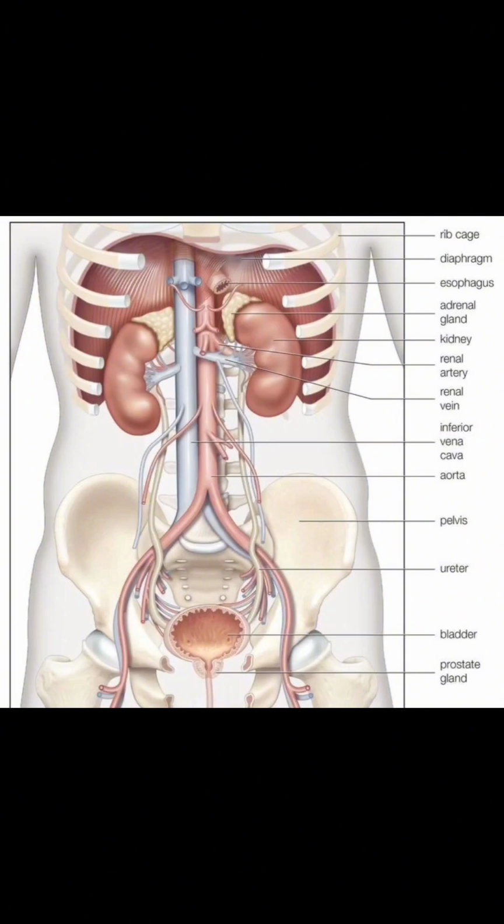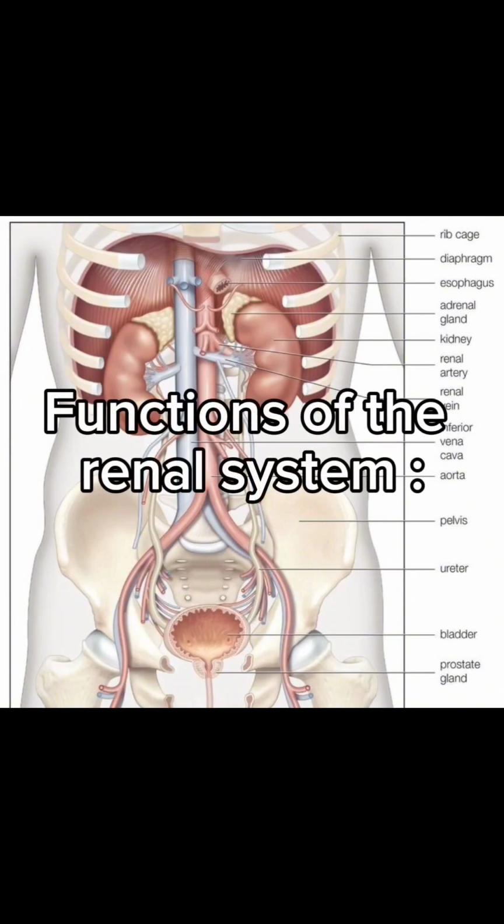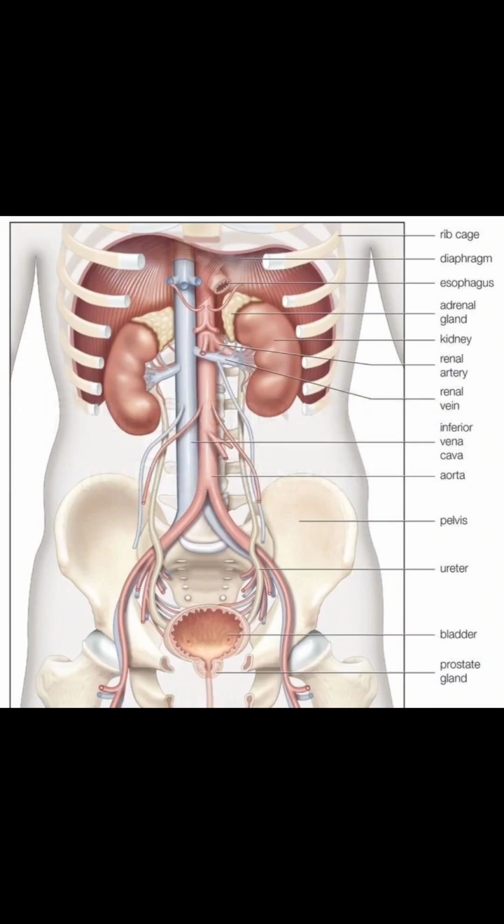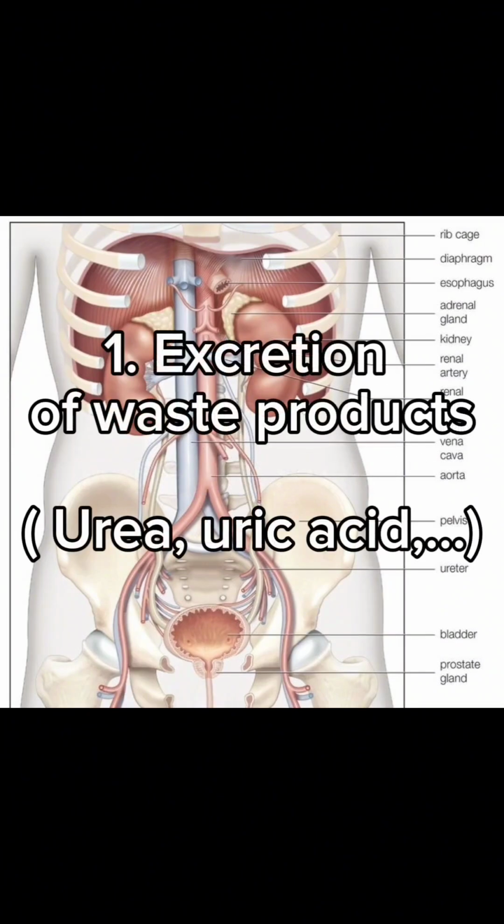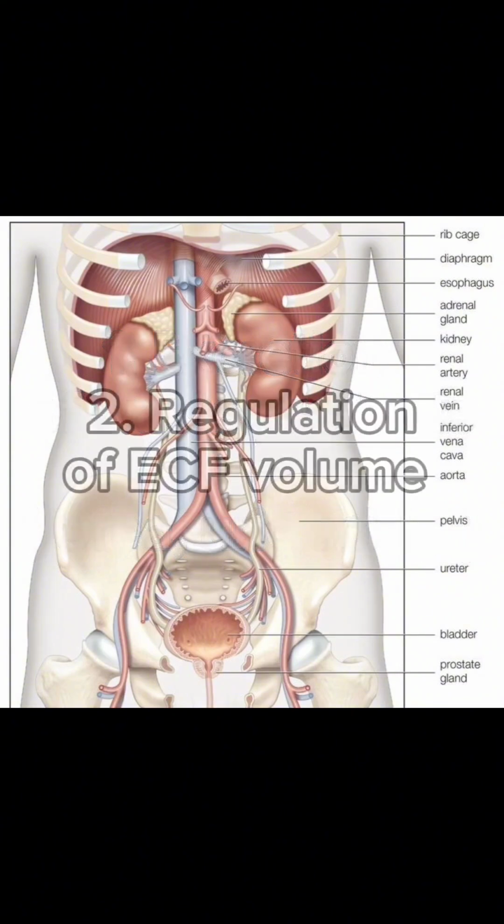And the final segment of this video about general functions of the renal system: excretion of waste products. The kidneys get rid of toxic substances of the body, like urea and uric acid, by excreting them into urine. Regulation of extracellular fluid volume. And the kidneys regulate the extracellular fluid volume by either excretion of excess water into urine or preservation of water.